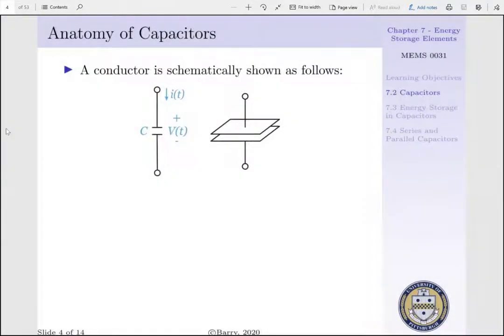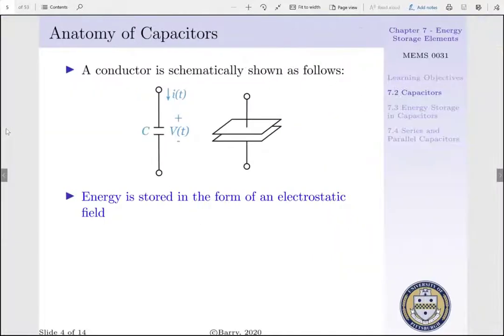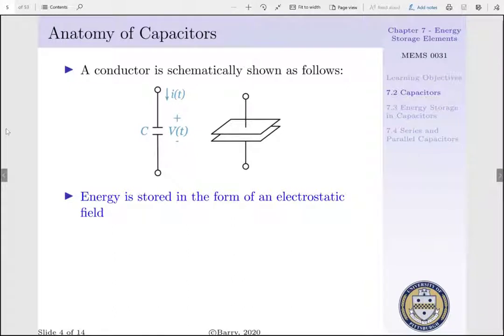A capacitor is schematically shown on the left and represented physically on the right. On our left-hand side image, we have current flowing into a capacitor, I, as a function of time, where a voltage potential exists across our two plates. A capacitor is denoted by two parallel plates that are not connected. In real life, our capacitor has two parallel plates that are separated by some distance. Now, energy is stored within an electrostatic field that's generated between these two parallel plates.